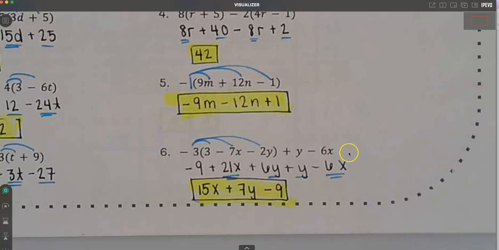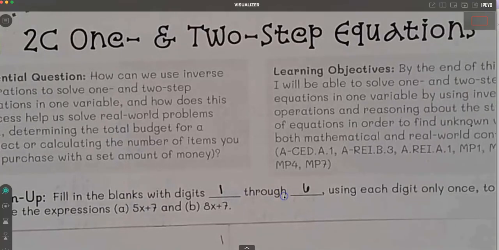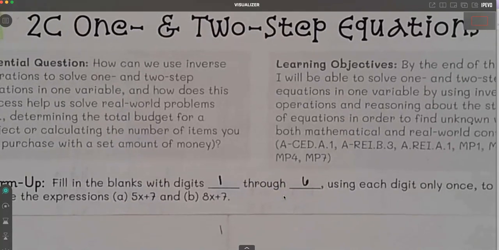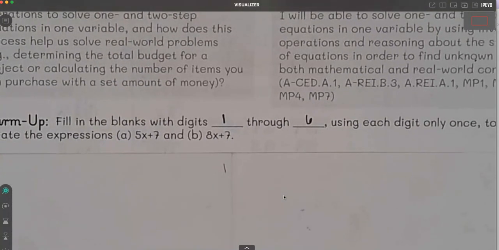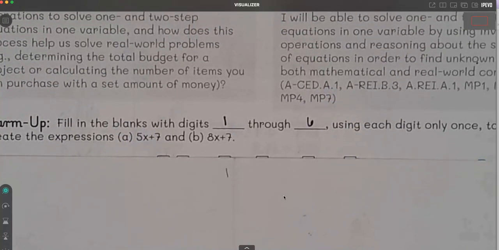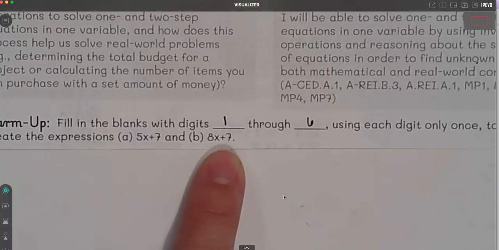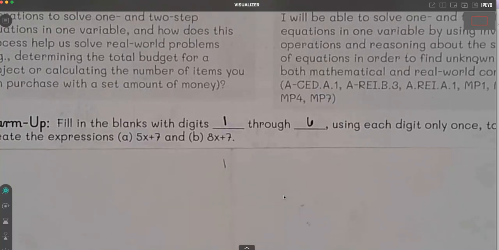Okay, we're going to transition into the warm-up. If you guys turn the page, this is the 2C notes. It says here, fill in the blanks with digits 1 through 6, using each digit only once to create the expressions 5x plus 7 and 8x plus 7.